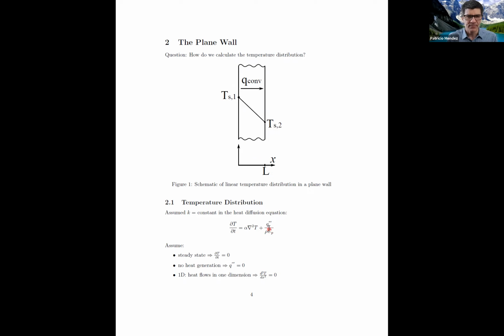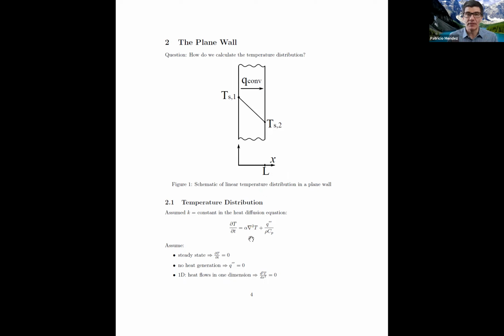This equation has the only simplification of assuming that the thermal conductivity is constant, right? Because the thermal conductivity was inside the derivative. So if it is constant, we can take it out. And that's the way we got this Laplacian here.